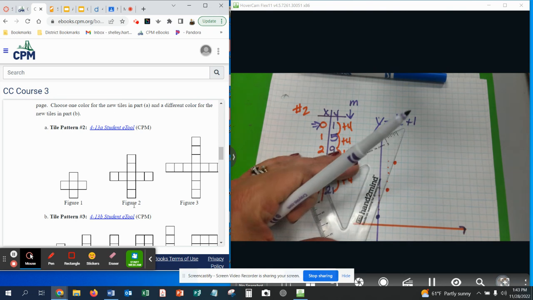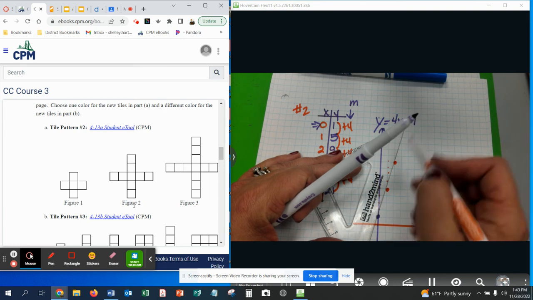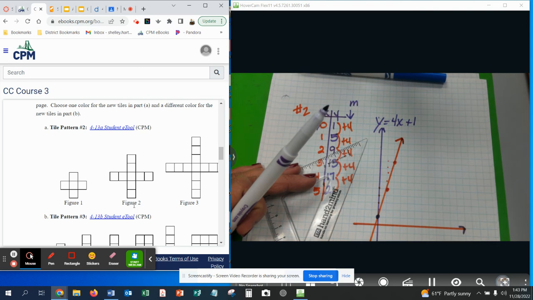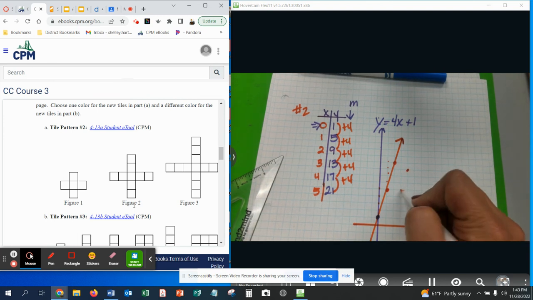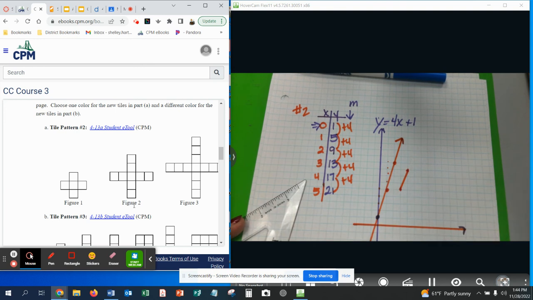Good. Now, I'm going to put my straight edge through my dots. I'm going to draw a ray, not a line segment. See, this would be a line segment. If I did this and this, this would be a line segment. This, because it has the little arrows, it's a ray. We want a ray. Cool.